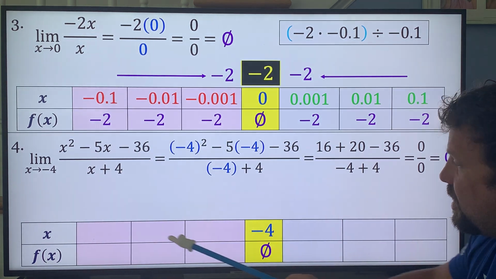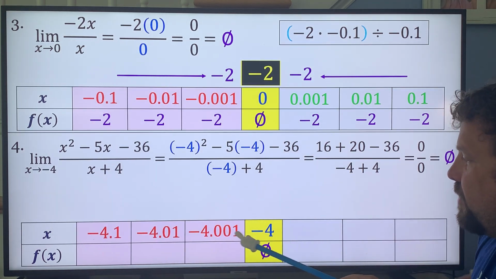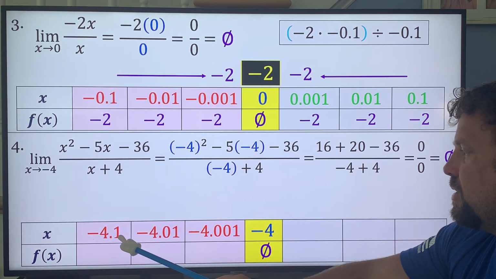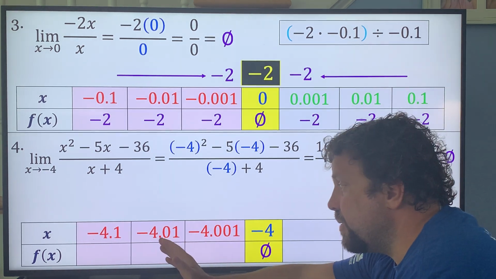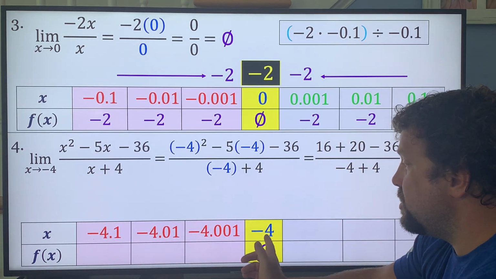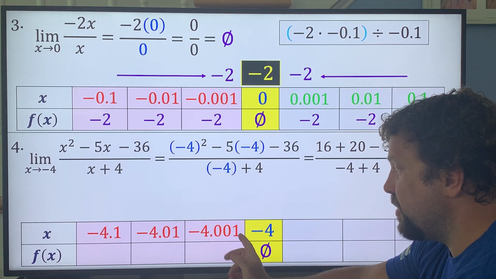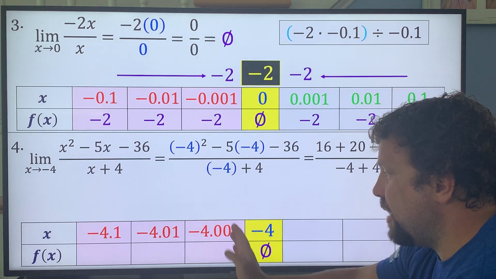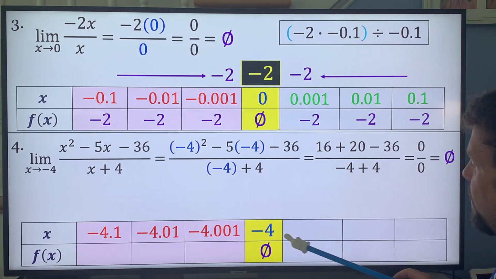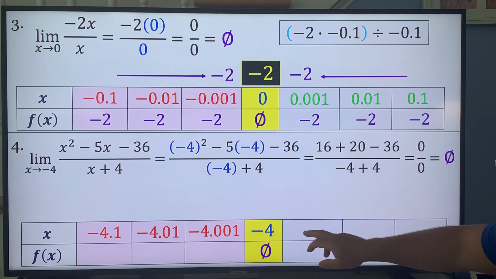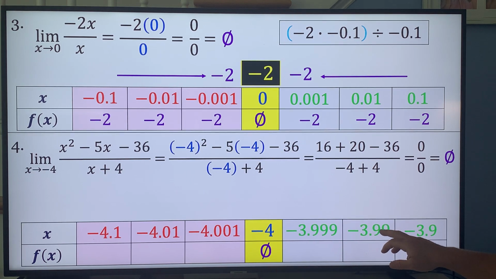Subtract a thousandth, a hundredth, a tenth. Negative 4 and a thousandth, negative 4 and a hundredth, negative 4 and a tenth. Notice these aren't negative 3.999, negative 3.99, negative 3.9, because when you take a negative number and subtract a number from it, the absolute value of the number actually gets larger. You're going to take these numbers now and add, so it's backwards. Negative 3.999, negative 3.99, negative 3.9.